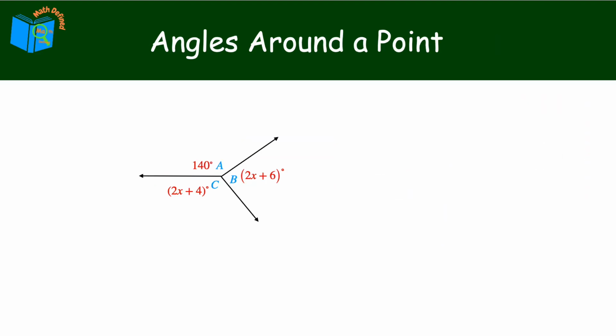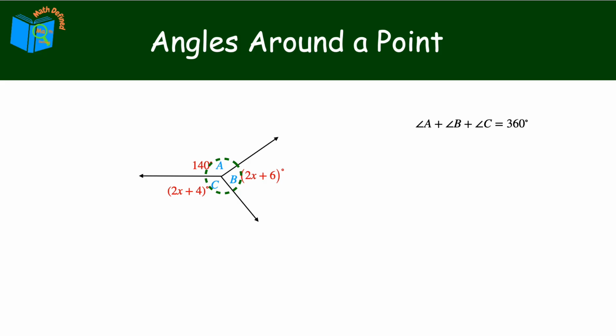Here's one last example. In this diagram, we know angle A is 140 degrees, and we need to find the measures of angles B and C. Do you notice anything special about these three angles? They form a circle around a center point. That means their sum is 360 degrees.